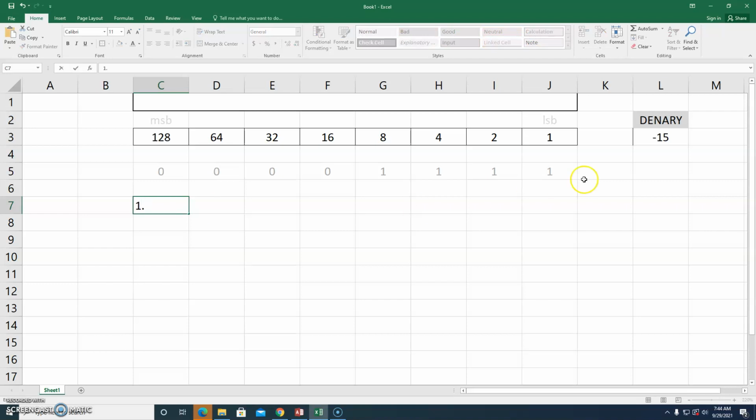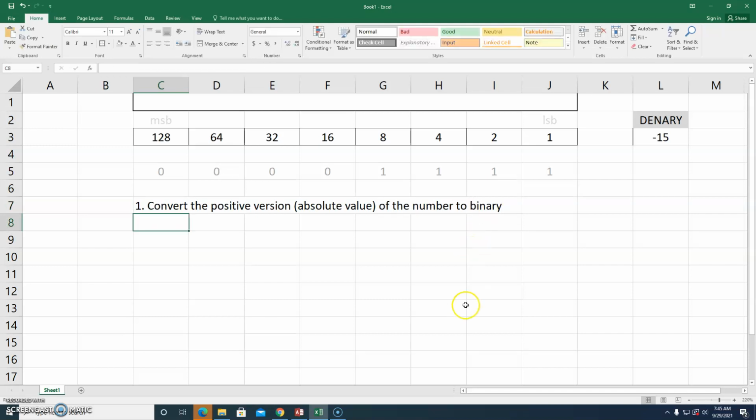The first thing you want to do is look at the negative number and just convert the positive version of that number. So the first step is to convert the positive version, sometimes called the absolute value, of the number to binary. So we've already done that. We took the 15 and we've converted 15 into binary. So we've done step 1 already.